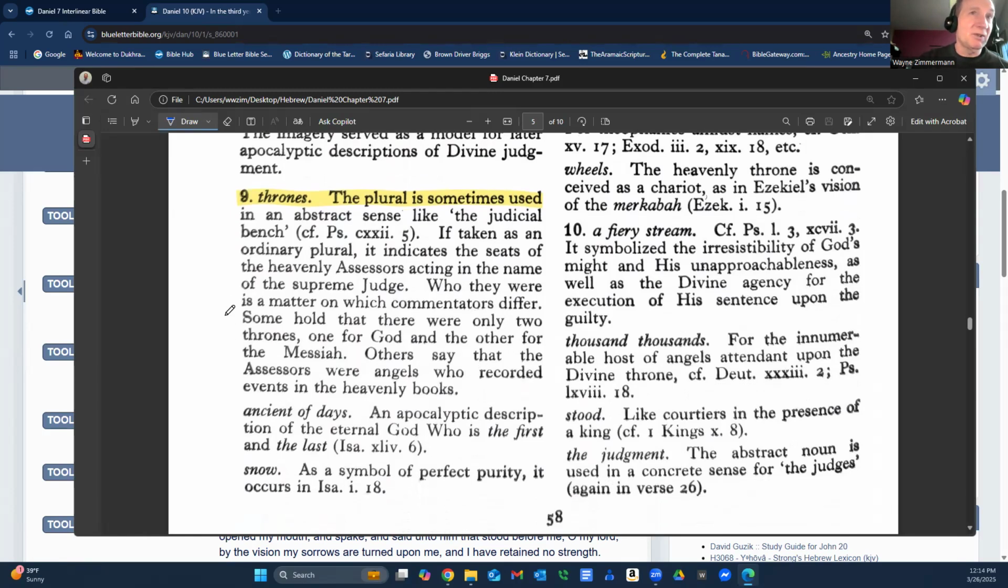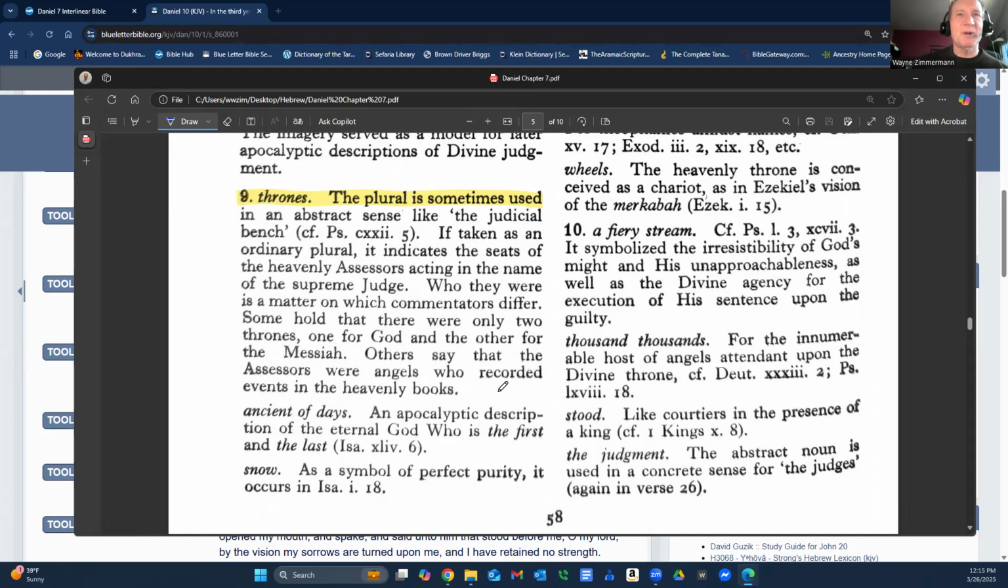This I didn't know before until I read this, that some in the Jewish realm hold that there were two thrones, one for God and the other for the Messiah. So that's very interesting to see. This is a Jewish source book. This is not Christian in any way. It's a Jewish source book that's saying that there were two thrones.